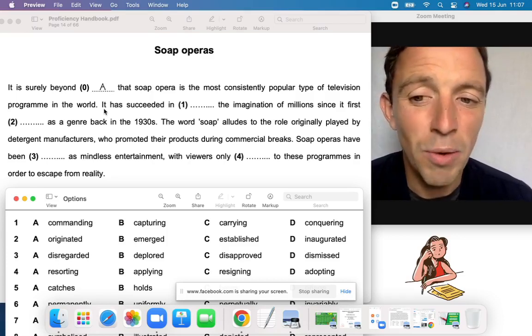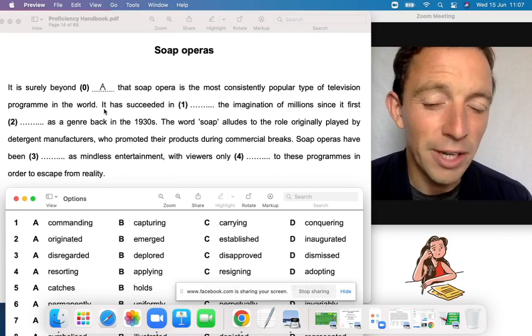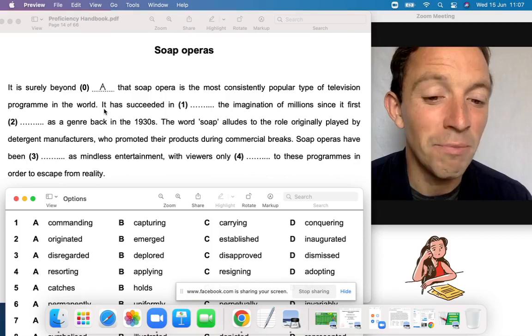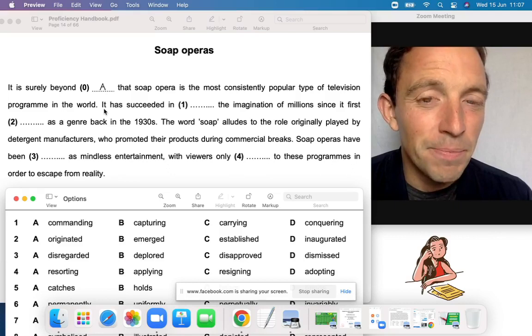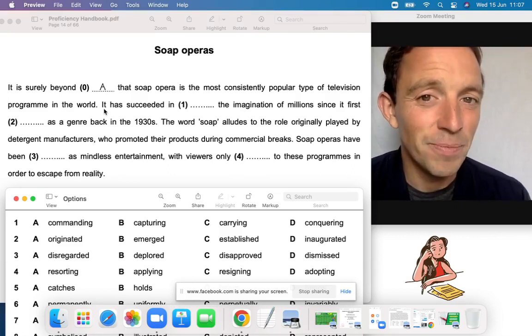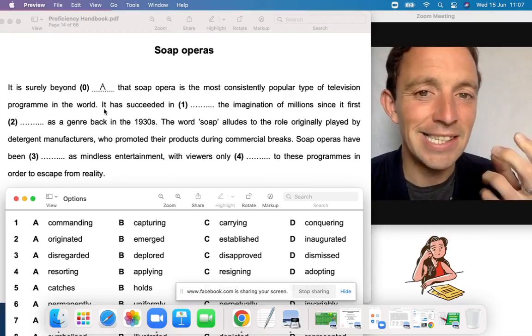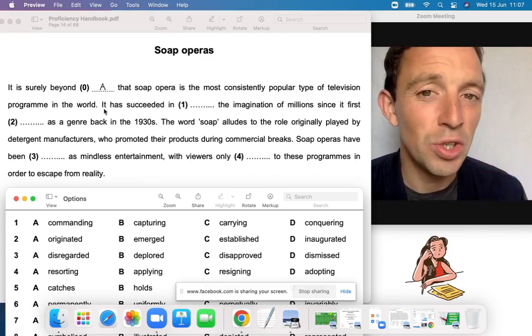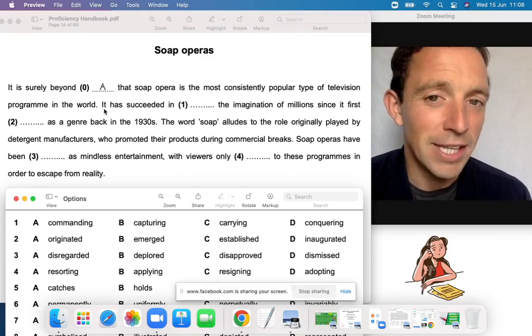Okay, so we have two options in this one sentence. The options we have are commanding, capturing, carrying, conquering. Commanding, capturing, carrying, conquering, and the context is the imagination of millions. Commanding is very possible. However, the most possible combination with commanding is attention. This problem commands attention. It requires attention. It needs attention. To command your attention is to require your attention. That's a very typical combination, to command your attention.